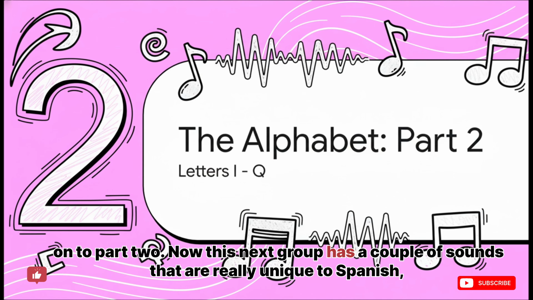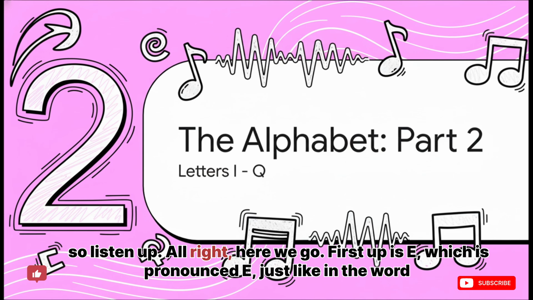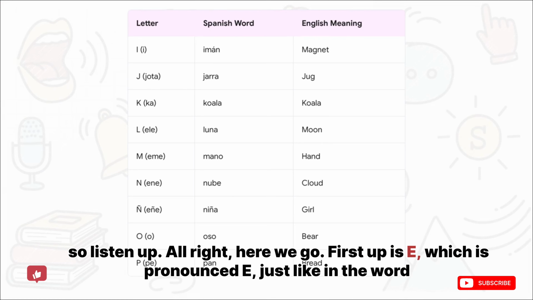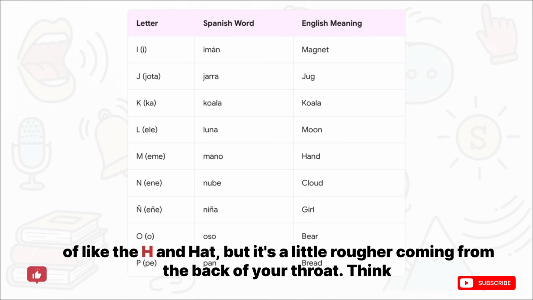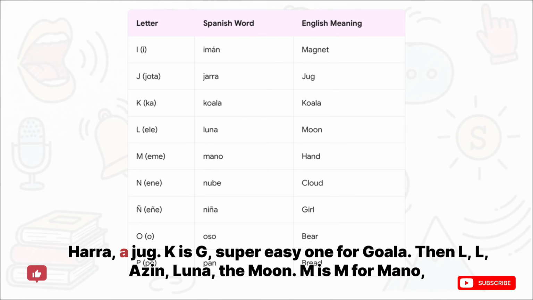Now, this next group has a couple of sounds that are really unique to Spanish, so listen up. All right, here we go. First up is I, which is pronounced i, just like in the word machine. Our word is imán, which is a magnet. Next, we have J, jota. This one makes a sound kind of like the H in hat, but it's a little rougher, coming from the back of your throat. Think jarra, a jug.